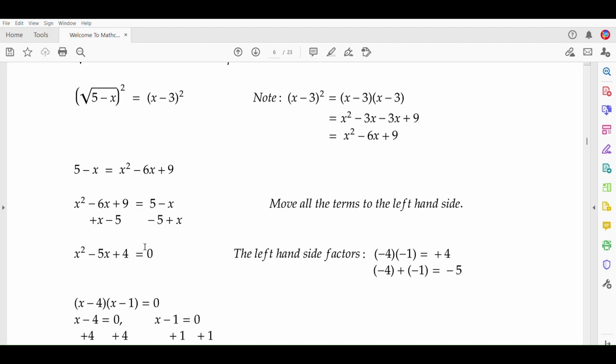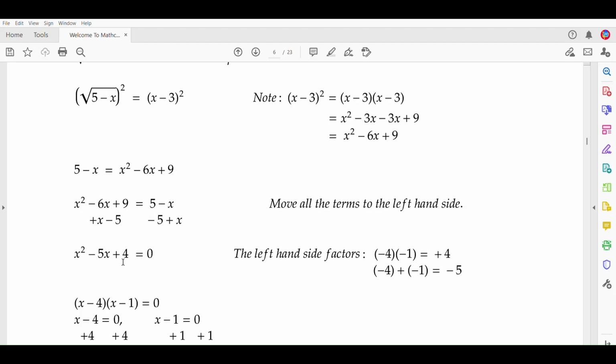So how do I get the 5 over? Subtract 5 from both sides. How do I get the negative x over? Add x to both sides. Negative 6x plus x is negative 5x. Plus 9 minus 5 is plus 4. And here on the right everything got cancelled. So you have x squared minus 5x plus 4.